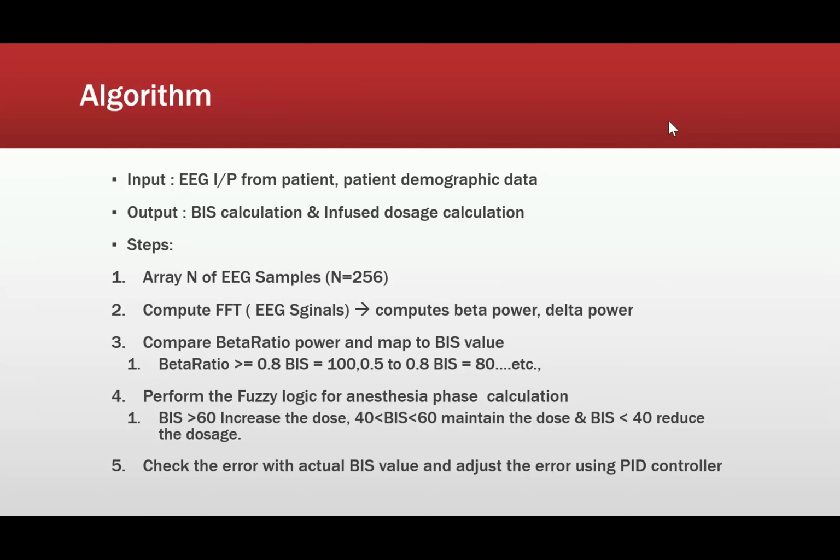So the steps include: first, it will analyze the EEG samples from the band, and those EEG samples will be computed using the fast Fourier transform that will calculate the various frequency components of the EEG signal. Those will be converted into the BIS value, and that BIS value will be given to the fuzzy logic control system. The fuzzy logic control system will decide the BIS index based on the values obtained from the beta ratio power, and that value will be given to the PID control. The PID control checks the value received from the fuzzy logic against the actual value to be maintained for the surgical process, and based on that the error will be calculated. That error will be nullified by using the PID control system.